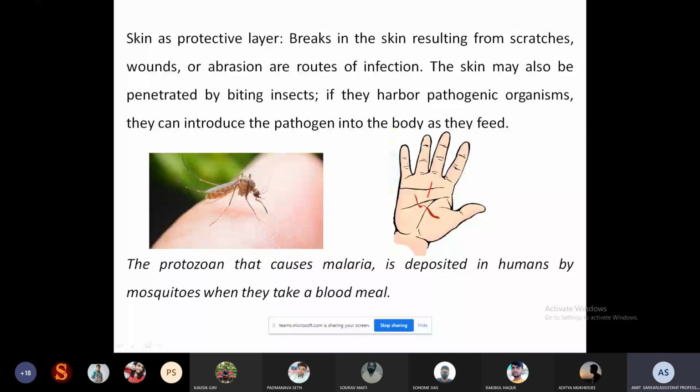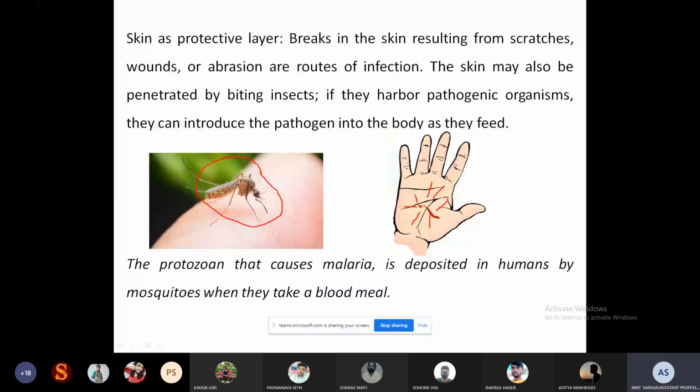Another thing is different types of vectors, say for example, the mosquito. What does a mosquito do? They poke into our skin and suck the blood. So the mosquito has no interest in making us sick, no interest in infecting us. They are just here to get some blood, which is necessary for reproduction.